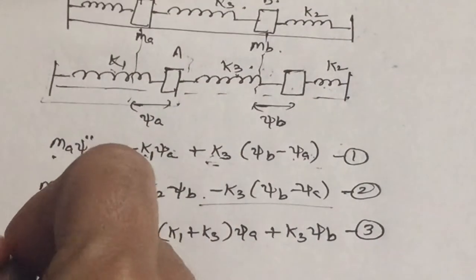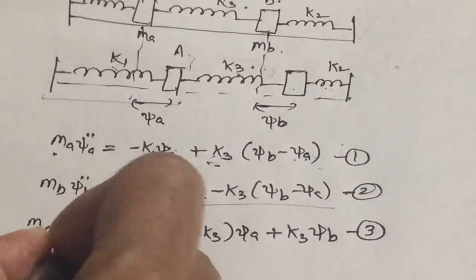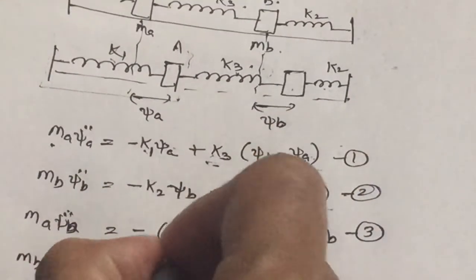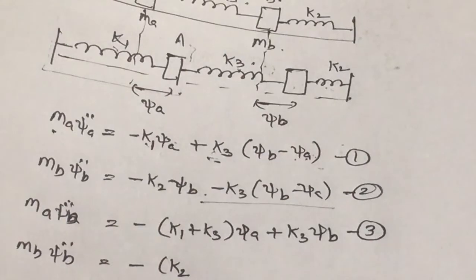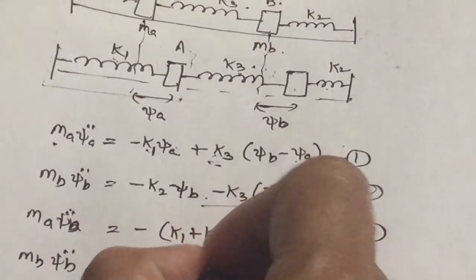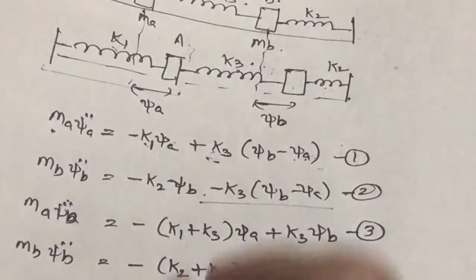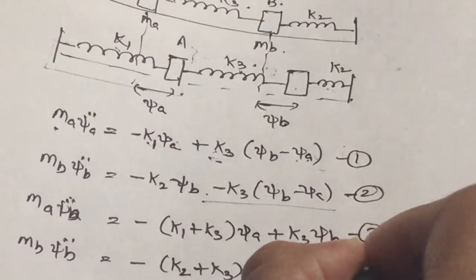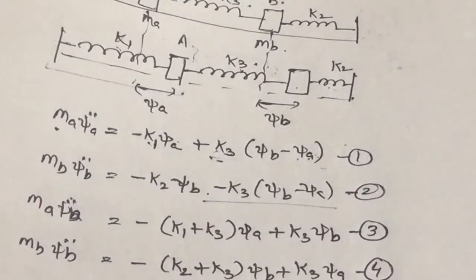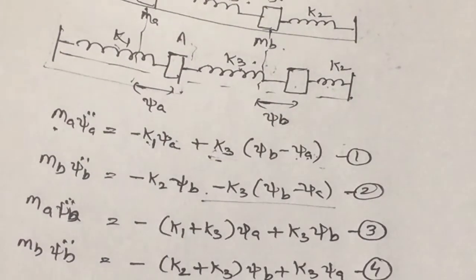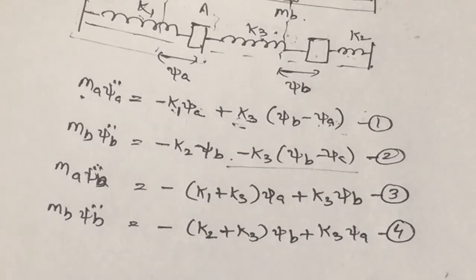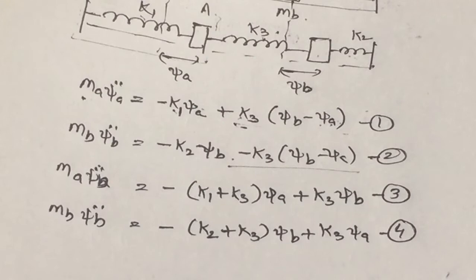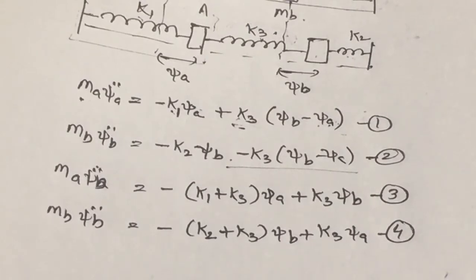and from equation number 2 we will get equation number 4 like this: mB psi B double dot. We are doing the same as we have done in the previous equation. We will collect the psi B terms on one side and psi A terms on the other. We will get minus K2 plus K3 times psi B plus K3 times psi A, and this is our fourth equation. From these equations we can't yet find out whether they are simple harmonic motions or what type of motions they are going to give us.